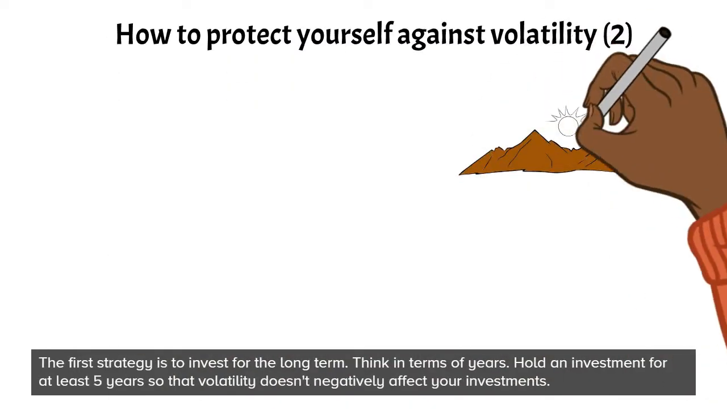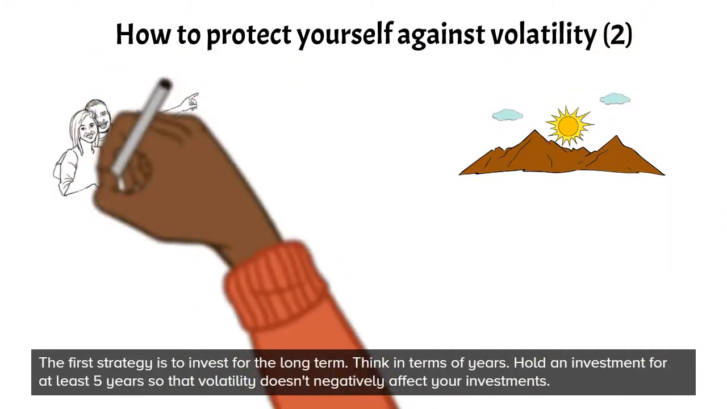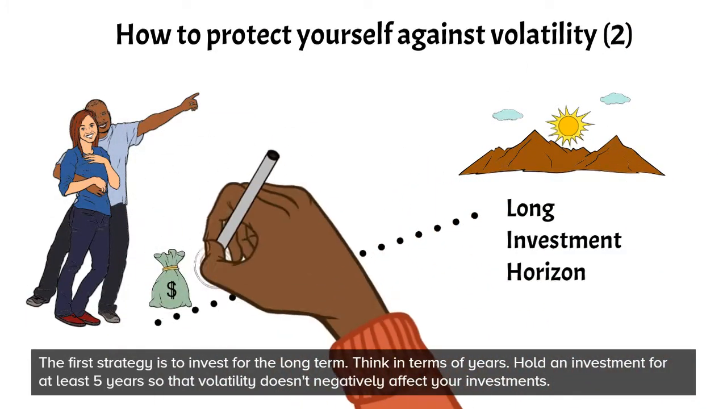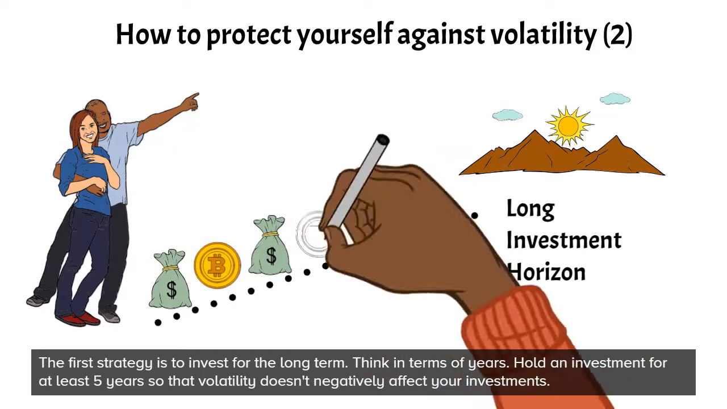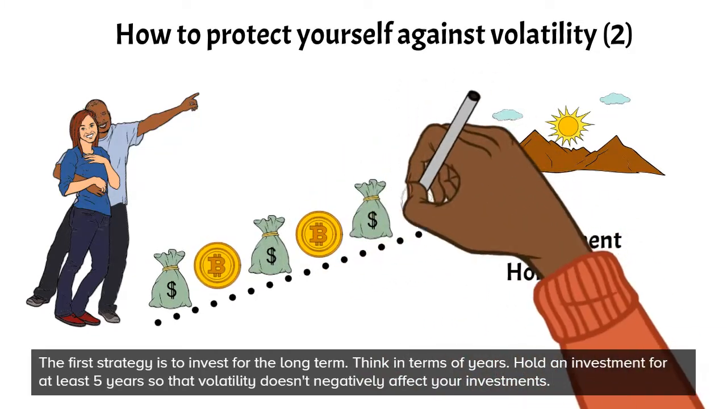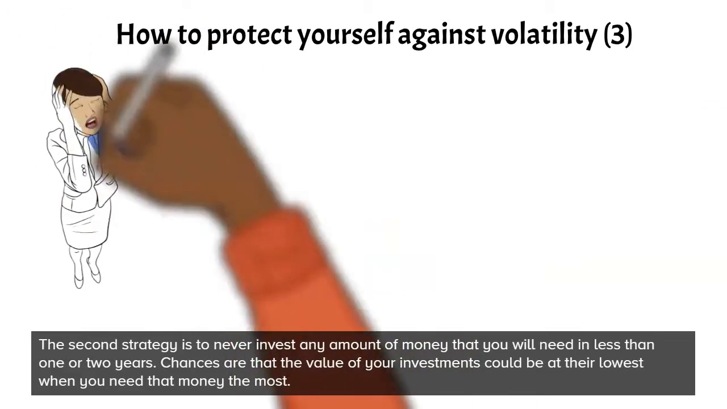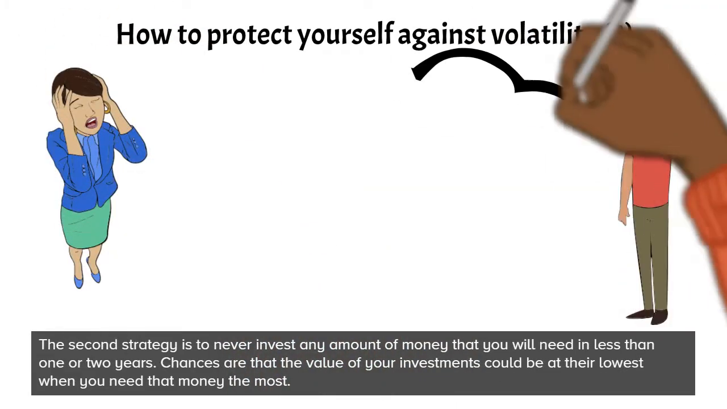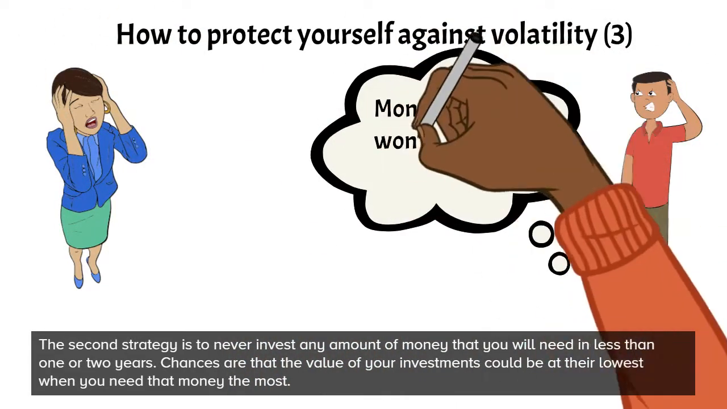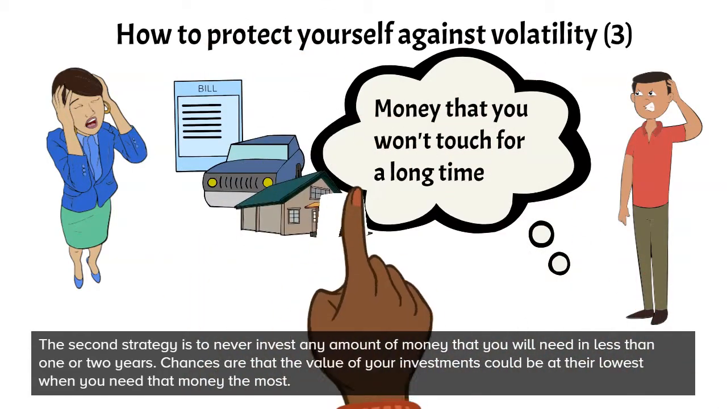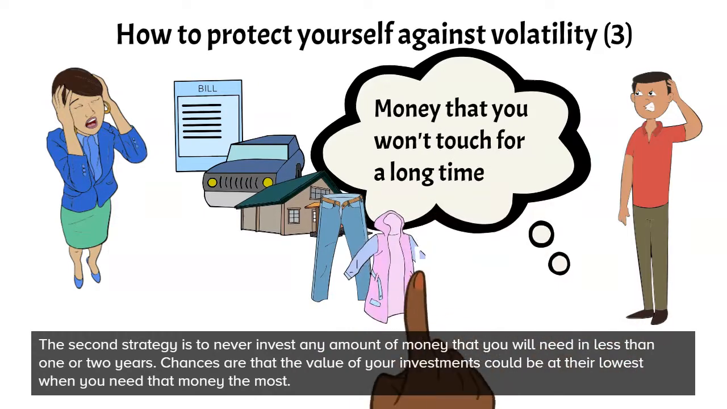The first strategy is to invest for the long term. Think in terms of years. Hold an investment for at least 5 years so that volatility doesn't negatively affect your investments. Think long term. The second strategy is to never invest any amount of money that you will need in less than 1 or 2 years. Chances are that the value of your investments could be at their lowest when you need that money the most.